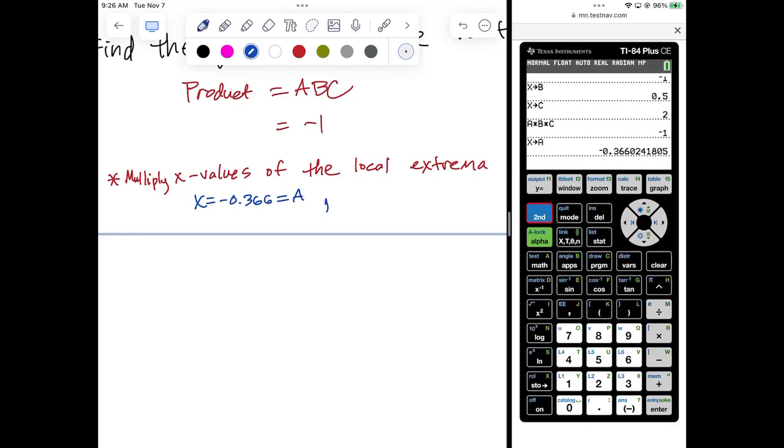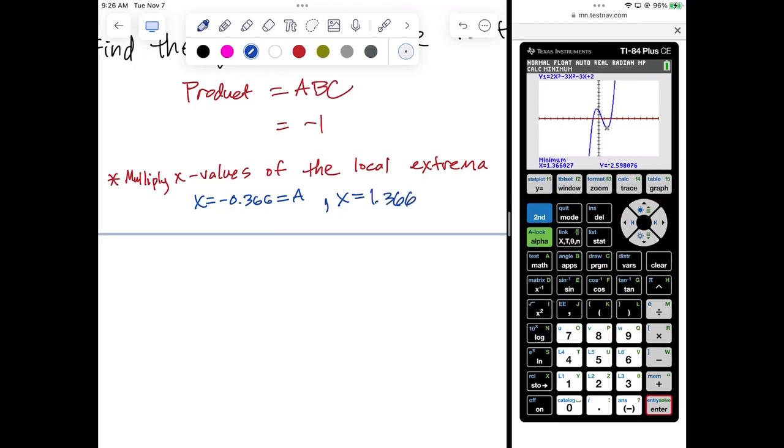Second trace, I go to the graph, and then second trace number min, that's number 3. To the left of it, hit enter. To the right of it, hit enter. And I get X equals 1.366. I'm going to call that B. So now I go to the home screen, and I hit X store alpha B. Boom, and there it is.